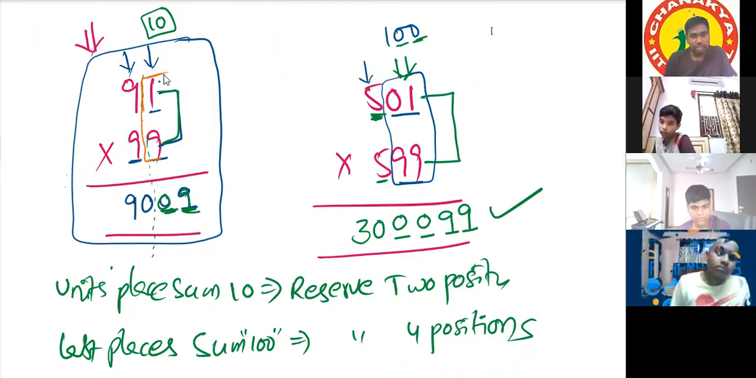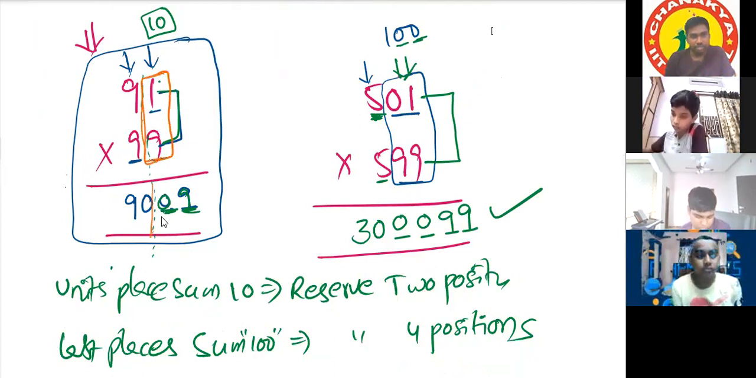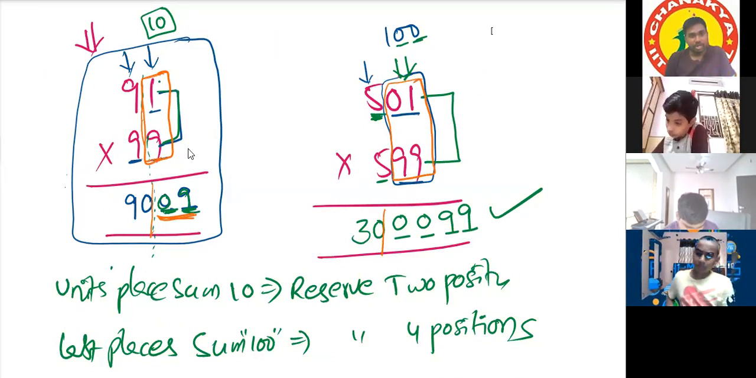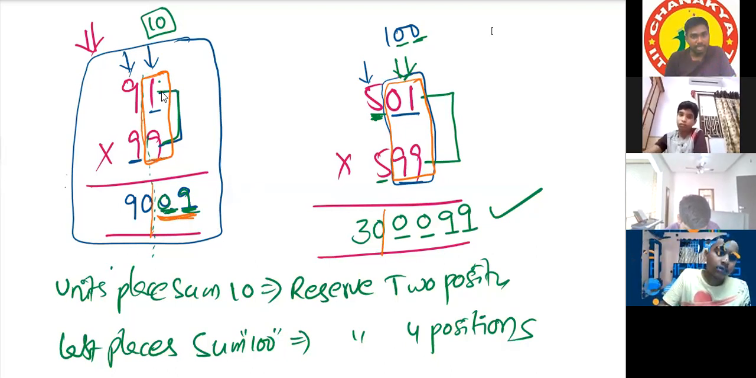In the last 10-20 minutes, I told all these points. If the last place is adding to 10, after writing the first half, you need to reserve 2 positions. If the last 2 places are adding to 100, then after writing the first half, you need to reserve 4 positions. Whatever the number of positions, you have to fill up those positions by multiplying these two. 1 9 is 9, but a double digit, so to make it double digit, 09. So here 99 ones are 99.